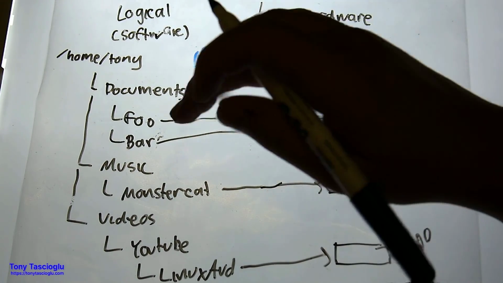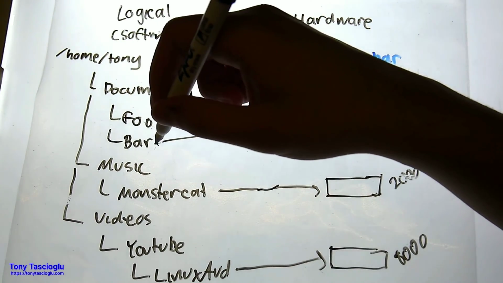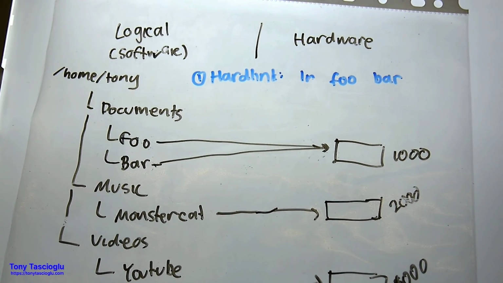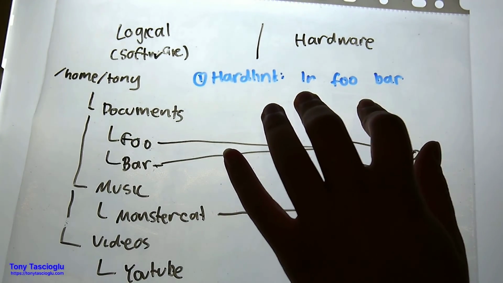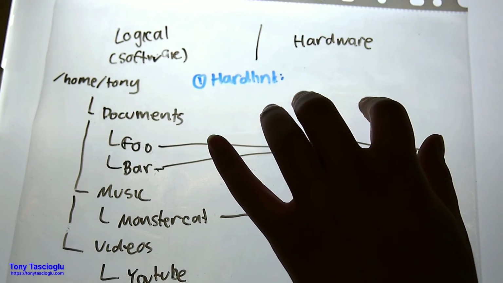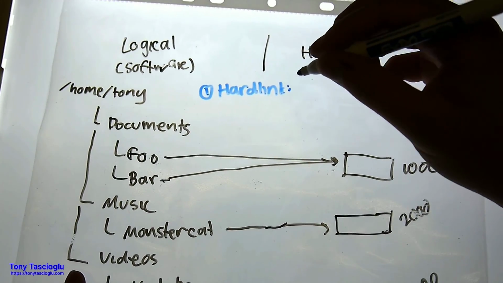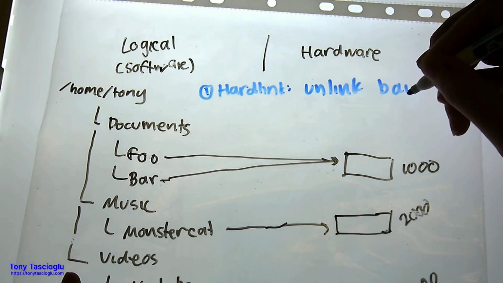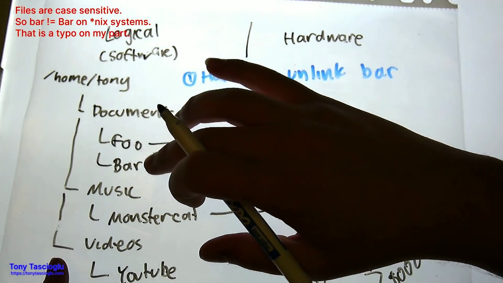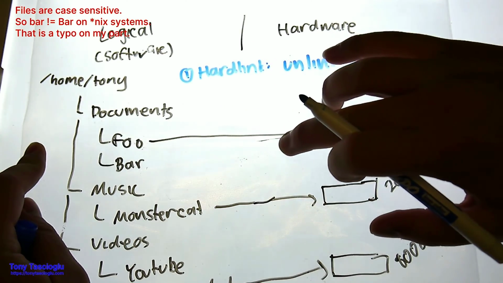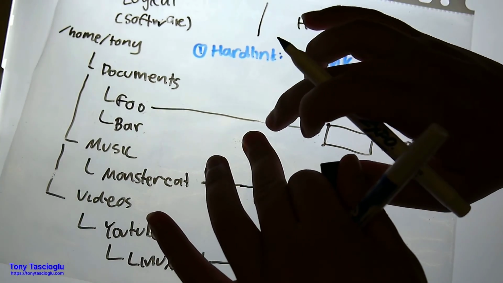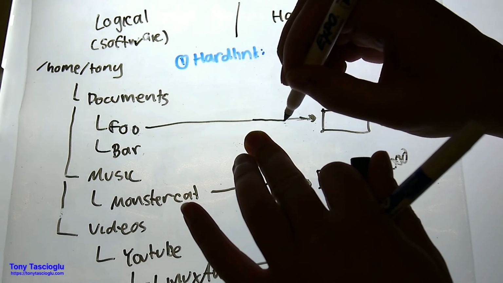How do I unlink this? Now, I don't want bar to be a copy of foo. I want to be able to do something with it. How can I unlink this? Well, easy. Just like how we linked it using the command ln foo bar, we can unlink it. So the command to unlink is called, wait for it, unlink. So I would do unlink bar. What that will do is remove this pointer, and the bar hard link will be gone. So that's how you can unlink these to get them back into a normal file system.